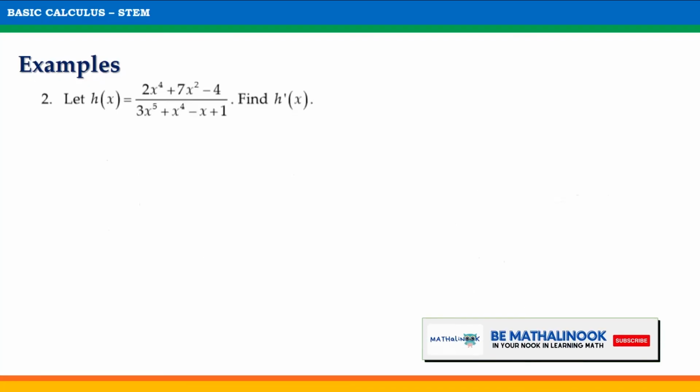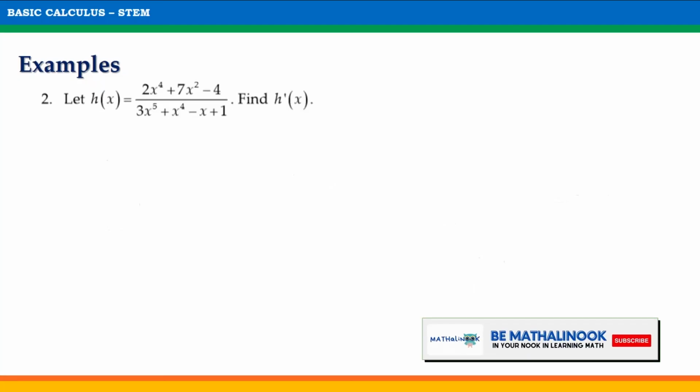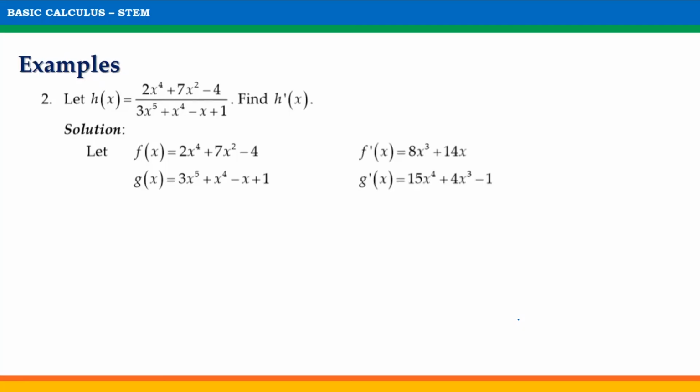Another one. Let h(x) be equal to 2x^4 + 7x^2 - 4 divided by 3x^5 + x^4 - x + 1. Find h'(x). From here, let f(x) be the numerator and g(x) be the denominator of h(x). Next, find the derivative of f(x) and g(x) to be 8x^3 + 14x and 15x^4 + 4x^3 - 1 respectively.